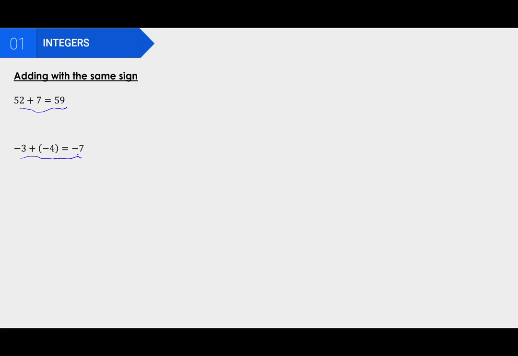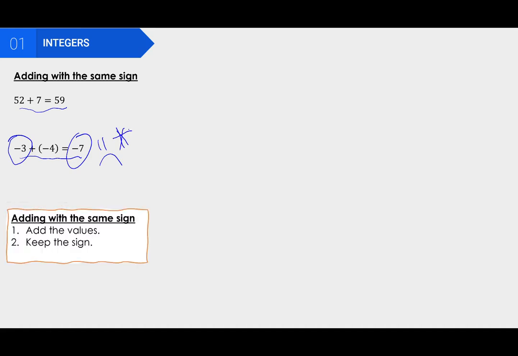You can think about, sadly, the weather in Rexburg, right? It's negative 3 degrees Fahrenheit outside. It goes down 4 more degrees. Now it's negative 7 degrees outside. Too cold. Yes. That's a snowflake, by the way. Alright, so same sign. Here's your very first process. When you're adding with the same sign, you add the values, whatever they are, and keep that sign, whatever it is, positive or negative.